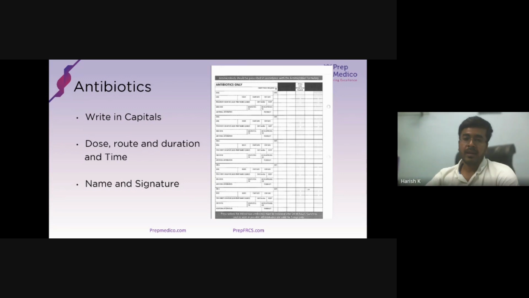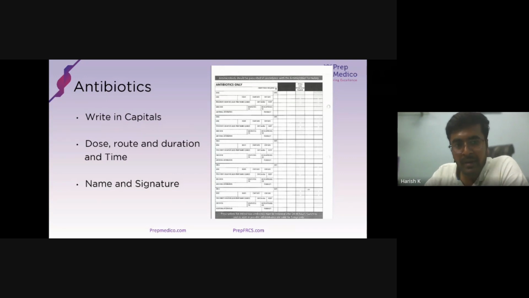You have to write the route, what route they are going to take, whether it's IV, subcutaneous, or they're taking it orally. Next comes the date. So always practice: take the prescription printouts and start writing considering your exam date. Sometimes it could be very useful for you.